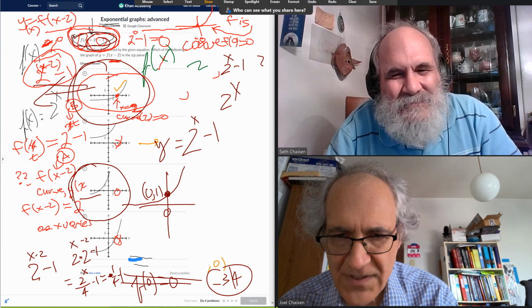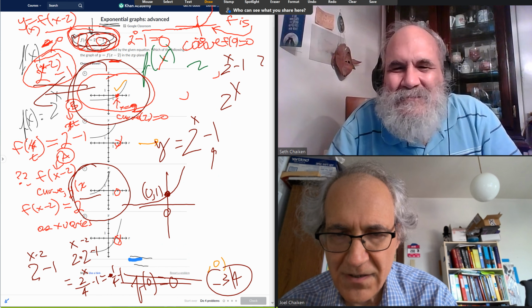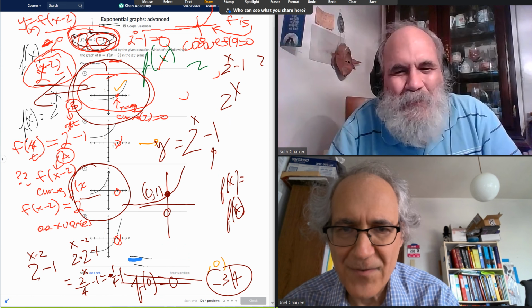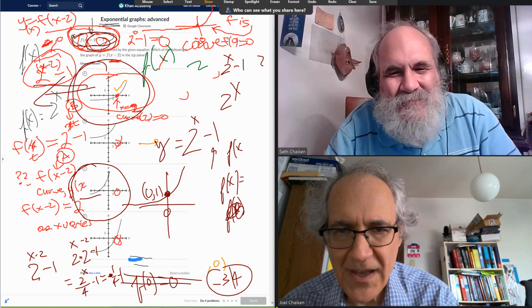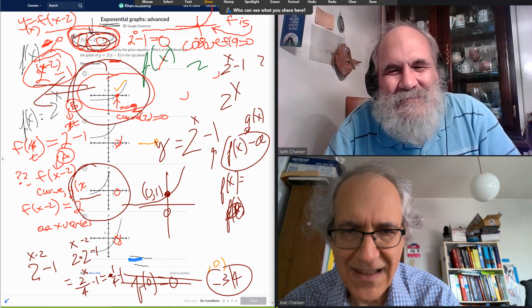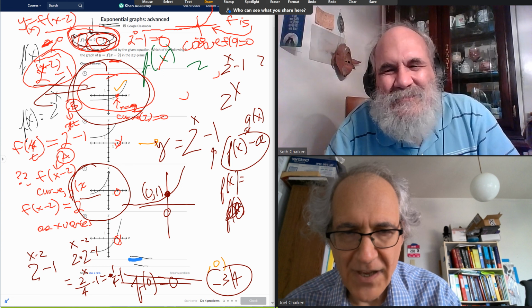And then if it's a -1, you bring the thing down 1. If you have f of x, and g of x is f of x minus a, that brings the function down, a vertical shift of minus a.